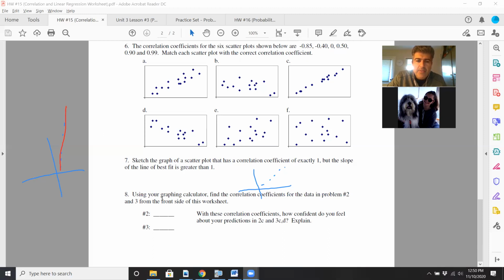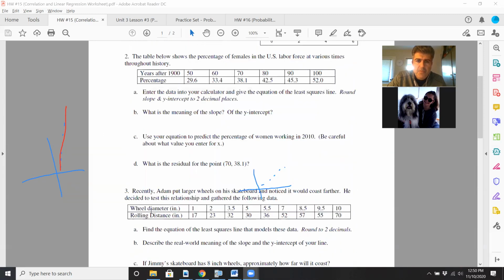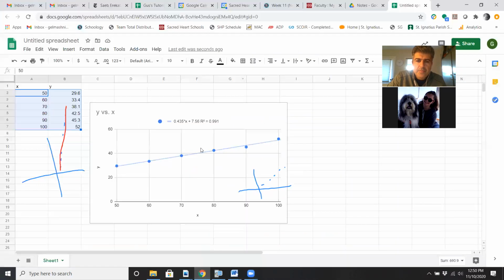And finally, for number eight, use a graphing calculator, or use Excel or Google Spreadsheets. Find the correlation coefficient for the data in problem two and number three. So we already kind of did that for number two. Our R squared score is 0.991. So if you took the square root of 0.991, you could say r equals square root of 0.991, and you get 0.995. So that's that one there. Hopefully that makes sense.